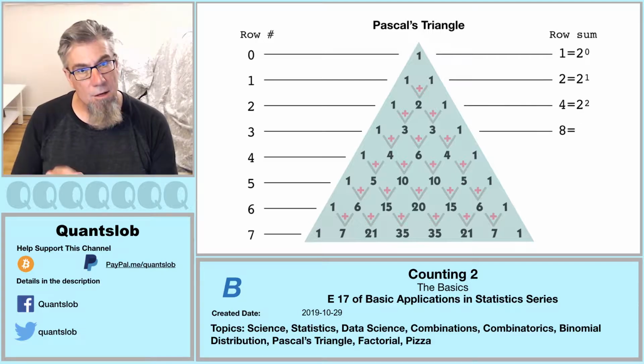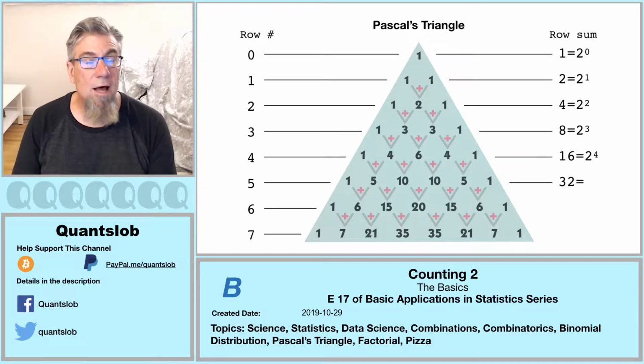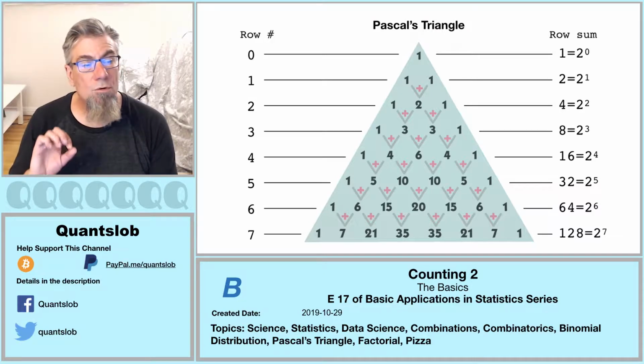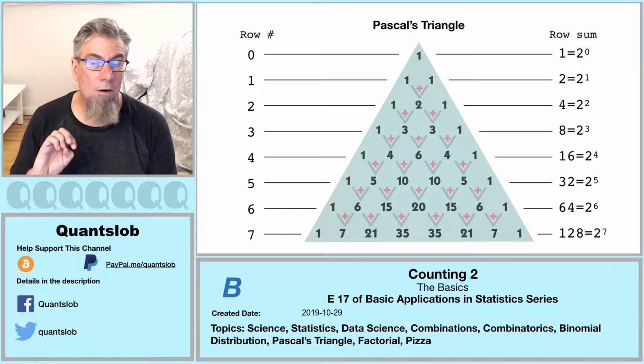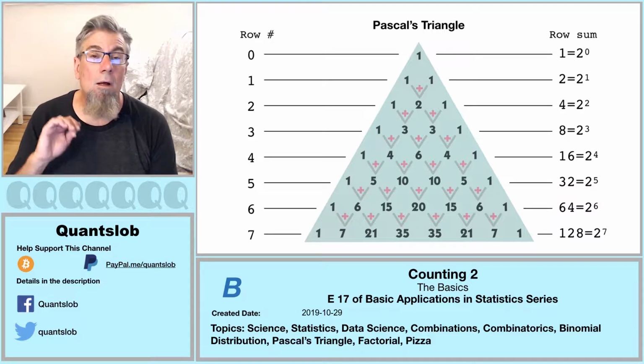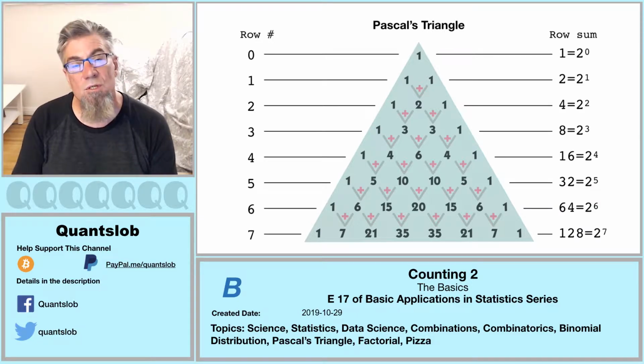Notice that here in Pascal's triangle, the row sums, that is the sum of the numbers in each row, is equal to the number 2 raised to the power of the row index. For example, the row sum of row 6 is equal to 2 raised to the 6th power, which is 64.